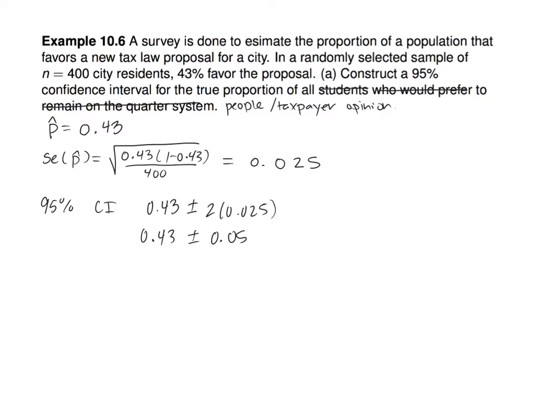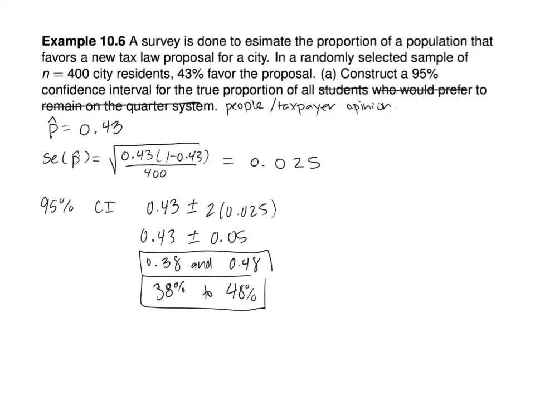So what's that on the low end? 0.38. So 38% to 48%. And I probably should have said 2 instead of and, but semantics.